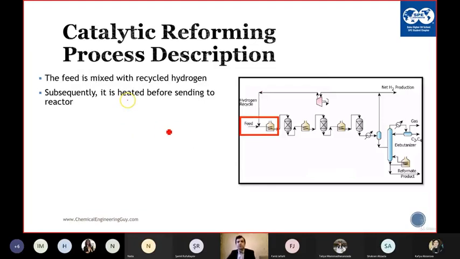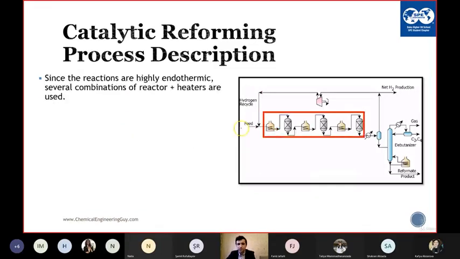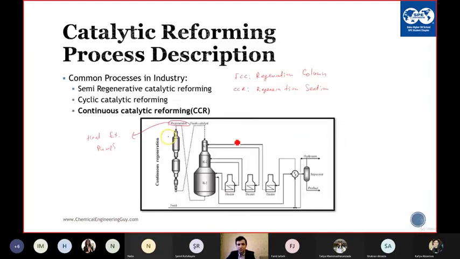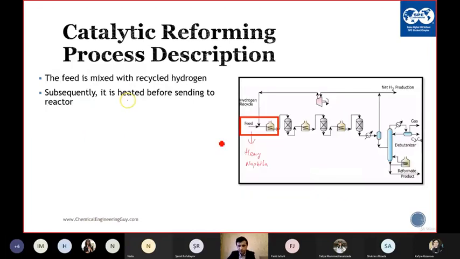Okay, talking about the process description, we have the feed. What is our feed? It is heavy naphtha. Hydrotreated heavy naphtha is our feed. It is sent to the reactor. Here the reactors are shown like this, but mostly you have the reactors on top of each other. You might have 3 reactors or 4 reactors. The heavy naphtha is sent to the furnace, and you have the hydrogen recycle.